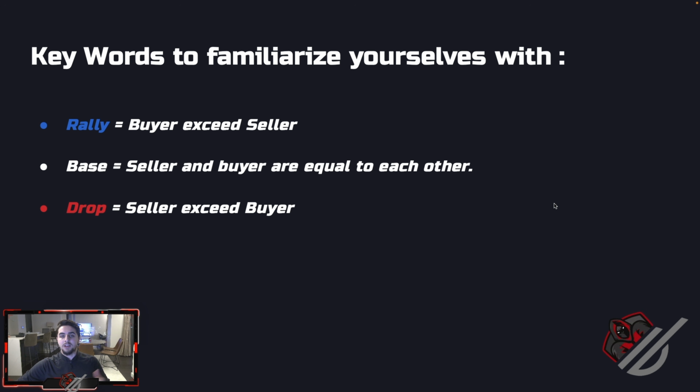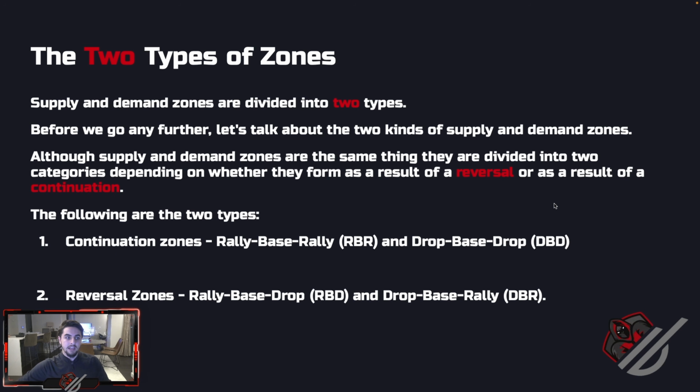Drop is when sellers are exceeding buyers, and you're going to see a lot of those terms being referenced on the charts, and you'll see it in much more detail. Let's move over to the next slide. So there are two types of zones that I am going to take you guys through. The first one being a continuation zone, and the second one being a reversal zone. But let me break down to you guys what they are first before I show you some visual explanations.